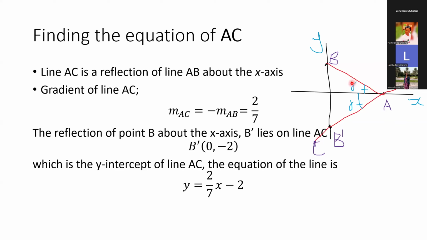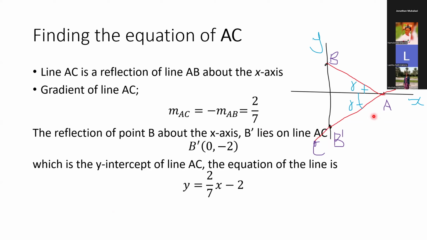Now that we know that this angle here is equal to this angle here, we can conclude that the line AC is a reflection of the line AB about the x-axis. So that means we can find the reflection of point B about the x-axis, which we are calling B prime. It's right there. Knowing that, we have 2 points on this line, B prime and A.